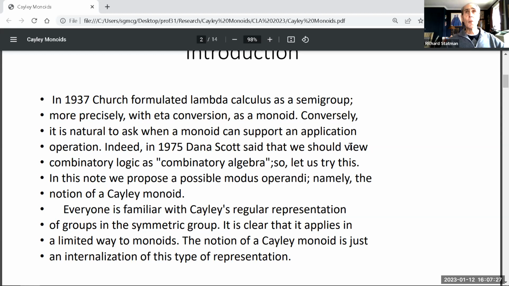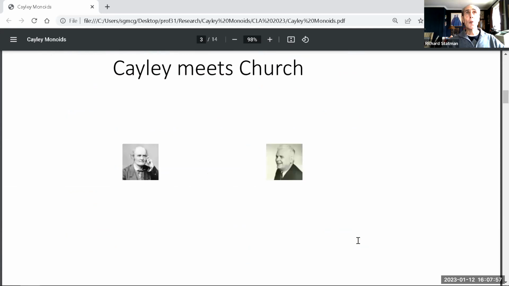Indeed, Dana talked about viewing combinatory logic as combinatory algebra, so let's try that. I'm going to try that with the notion of a Cayley monoid. Everyone is familiar with Cayley's regular representation of groups in the symmetric group. It's clear that that applies in a limited way to monoids. That is, you don't get actually regularity, but you do get a faithful representation. The notion of a Cayley monoid is just an internalization of that type of representation. So here we have Cayley meeting Church. That's Cayley.